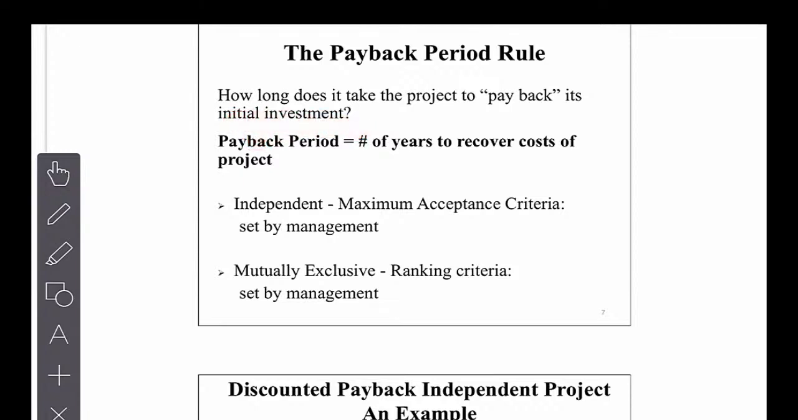We define it formally. The payback period is the number of years to recover the costs of the project. So NPV was in dollars. Payback period is in years, just to be clear. You can use the payback period for both independent projects.